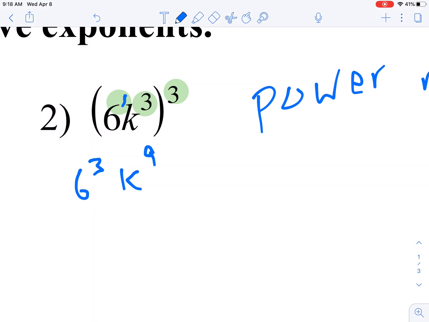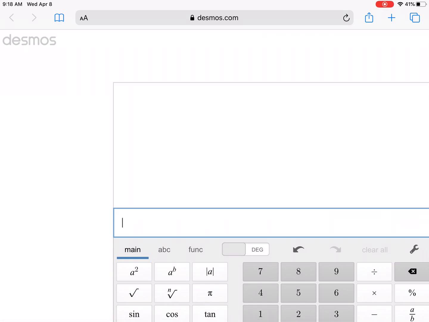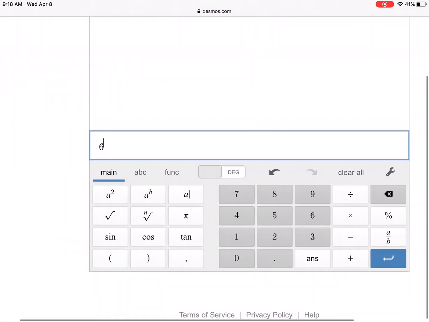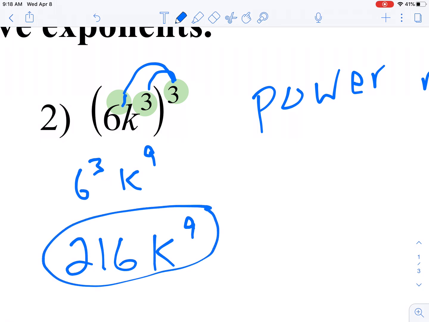Unfortunately, you're not done. You're taking these and multiplying them by each one of those, but you're not done here. You want to make your 6 as a whole number as possible. So you're going to go to your Desmos calculator and type in 6 to the third, and you're going to see it's 216. Go back to your paper, and the answer you're looking for is 216k to the 9th. And this is your final answer.